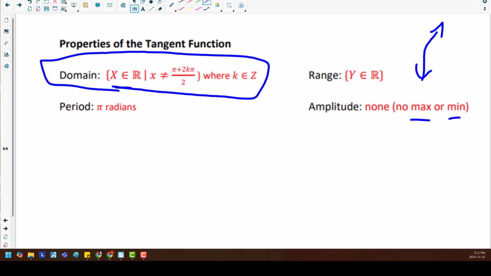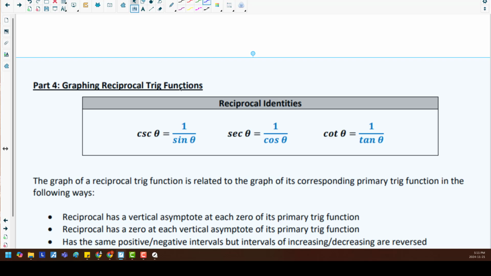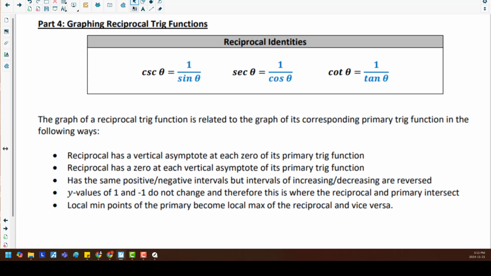Let's see, what's this next part here? Here we have graphing reciprocal trig functions. So graphing our reciprocal trig functions, that's like cosecant, secant, and cotangent. So reciprocal means 1 over.